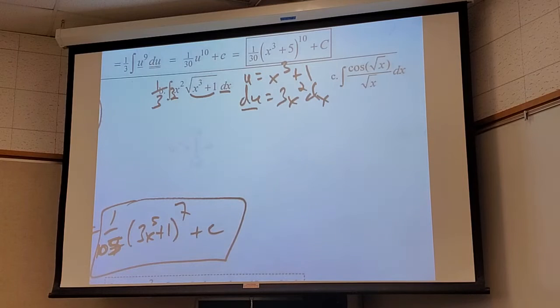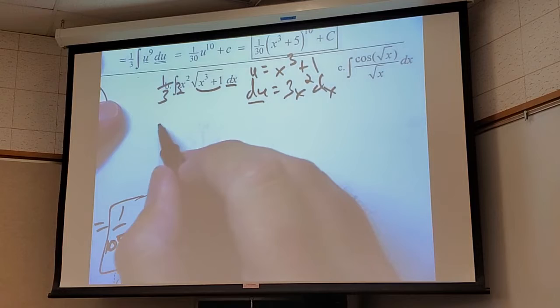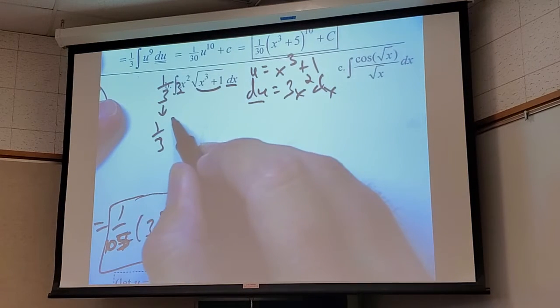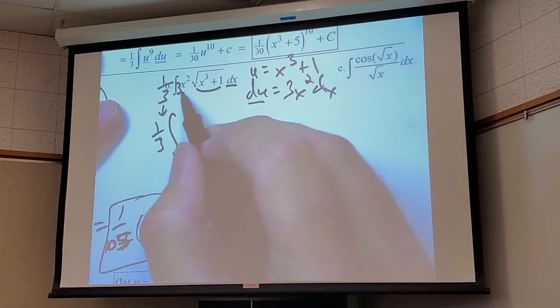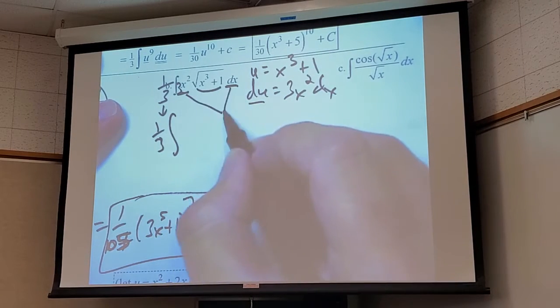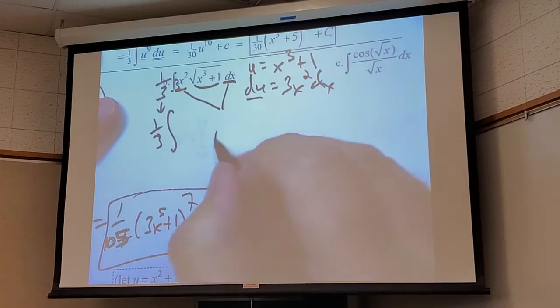All right, Jeff. Here's the official way to do this, right? You start to rewrite it. You put the 1/3. Oh, look at you go, Jeff. Integral. 3x squared dx, what is that? 3x squared dx is du.